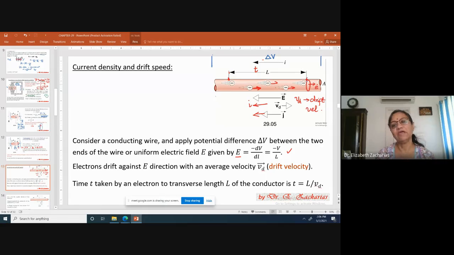Are you following what I'm saying? I'm taking a length L of the conductor. I'm talking about an electron at this end. If it has to cross this cross section, it has to first of all travel a distance L, capital L. Let it travel in a time t. Then what is the relationship between drift velocity, L and t?